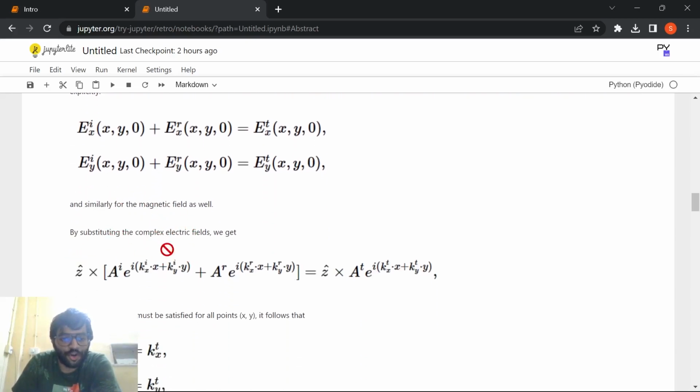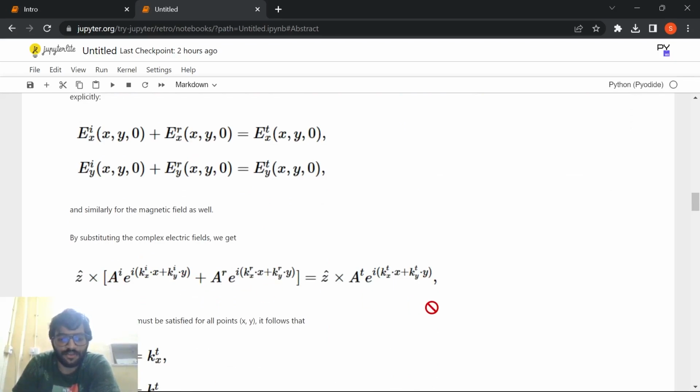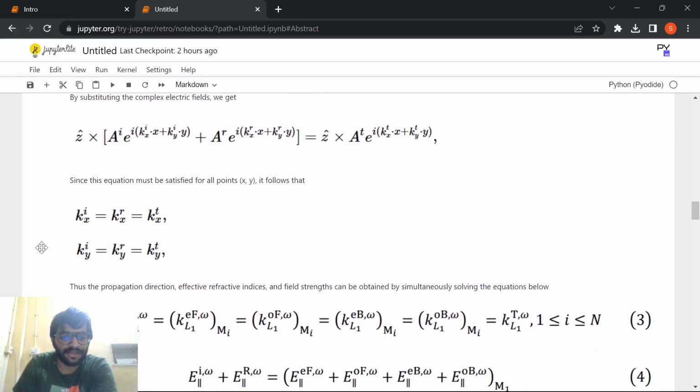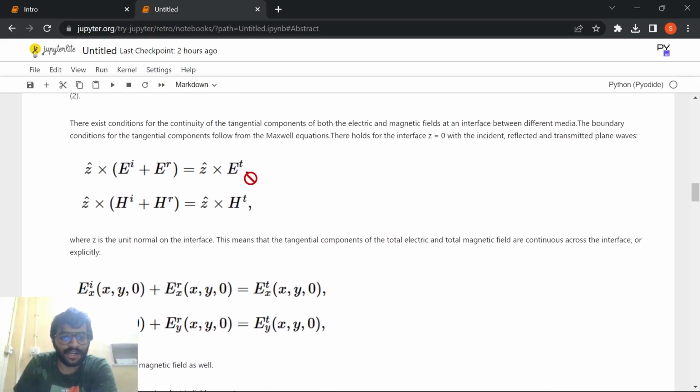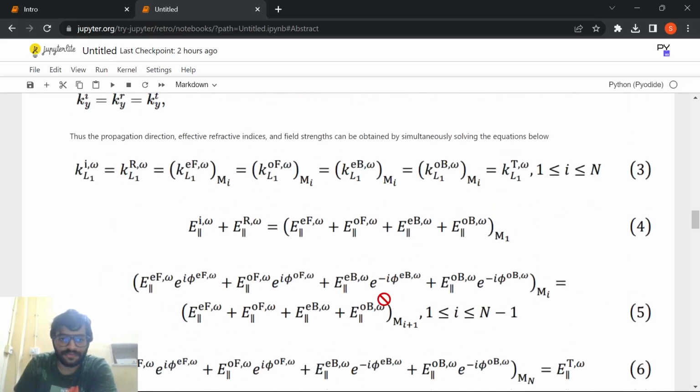Now when we substitute the complex electric fields in this equation, we get this equation, and here e raised to i omega t gets cancelled out. z is 0, so that term is not there. And this should be satisfied for all points x and y. So we get kxi is equal to kxr is equal to kxt, and kyi is equal to kyr is equal to kyt.